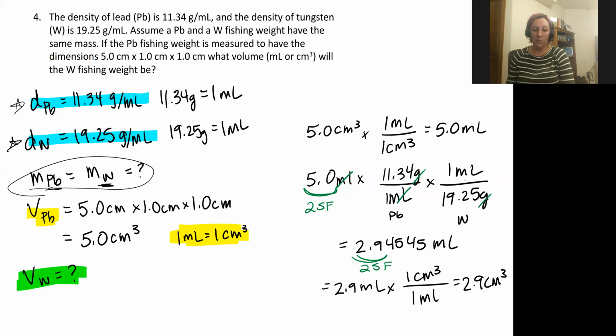And so this fishing weight will be smaller than my lead fishing weight. And if I'm double checking that, that seems reasonable to me because the density is larger. And so an equal mass will be in a smaller volume. Or if I had 2 that were the same size, the tungsten would be heavier.